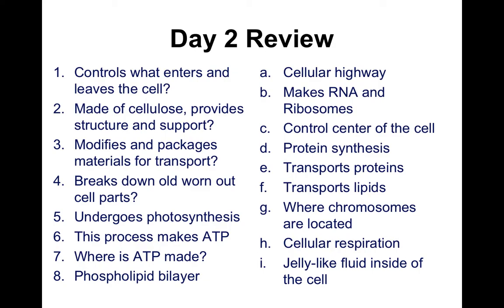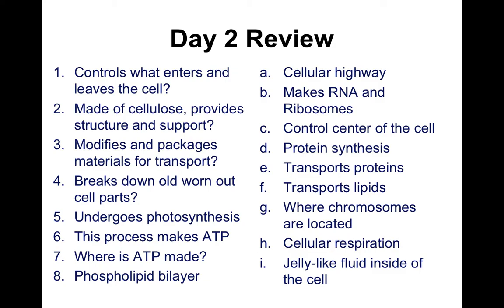Number one, cell membrane. Number two is the plant cell wall. Number three is the Golgi. Number four is lysosomes. Number five is chloroplast. Number six is cellular respiration. Number seven is mitochondria. Number eight is the cell membrane. You could also say plasma membrane if you would want.